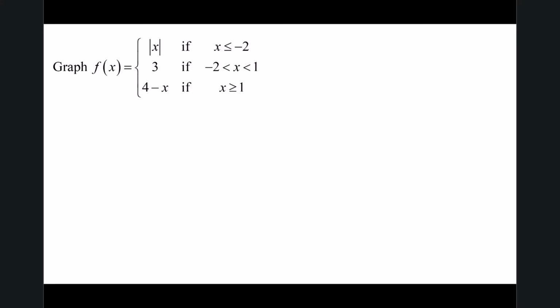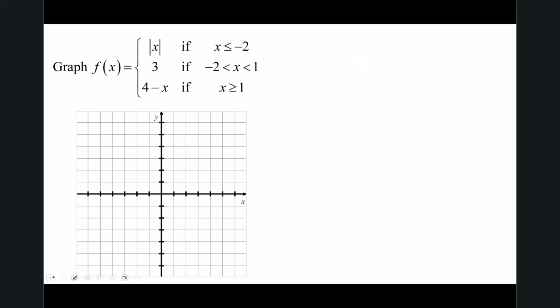So we're going to graph this in 3 pieces. This is why it's called a piecewise function, because there are different pieces of this graph. So here's the graph of the absolute value of x. Now we only want the absolute value of x where x is less than or equal to -2. So here's -2. We only want where x is less than or equal to -2.